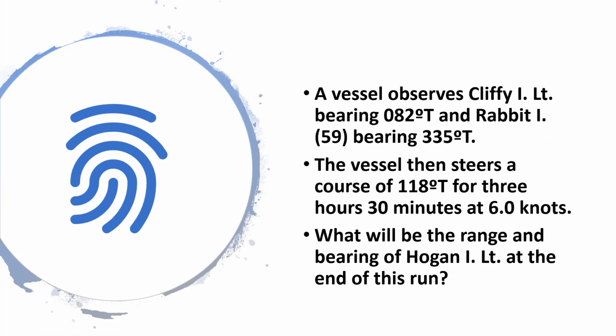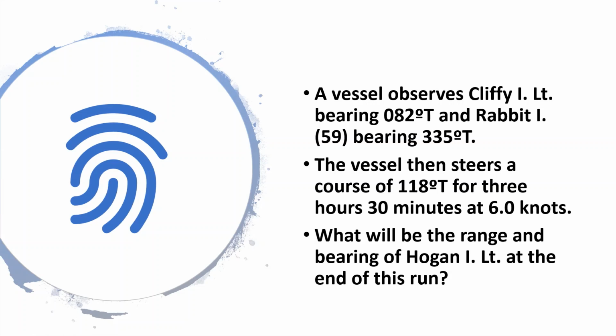And the question is very simple here. You need, of course, Australian chart 802. The question is that a vessel observes Cliffy Island light bearing 082 degrees true and Rabbit Island bearing 335 degrees true. So you have two bearings given to you. The intersection of the two bearings should give you your vessel's position. You have to basically determine that vessel's position.